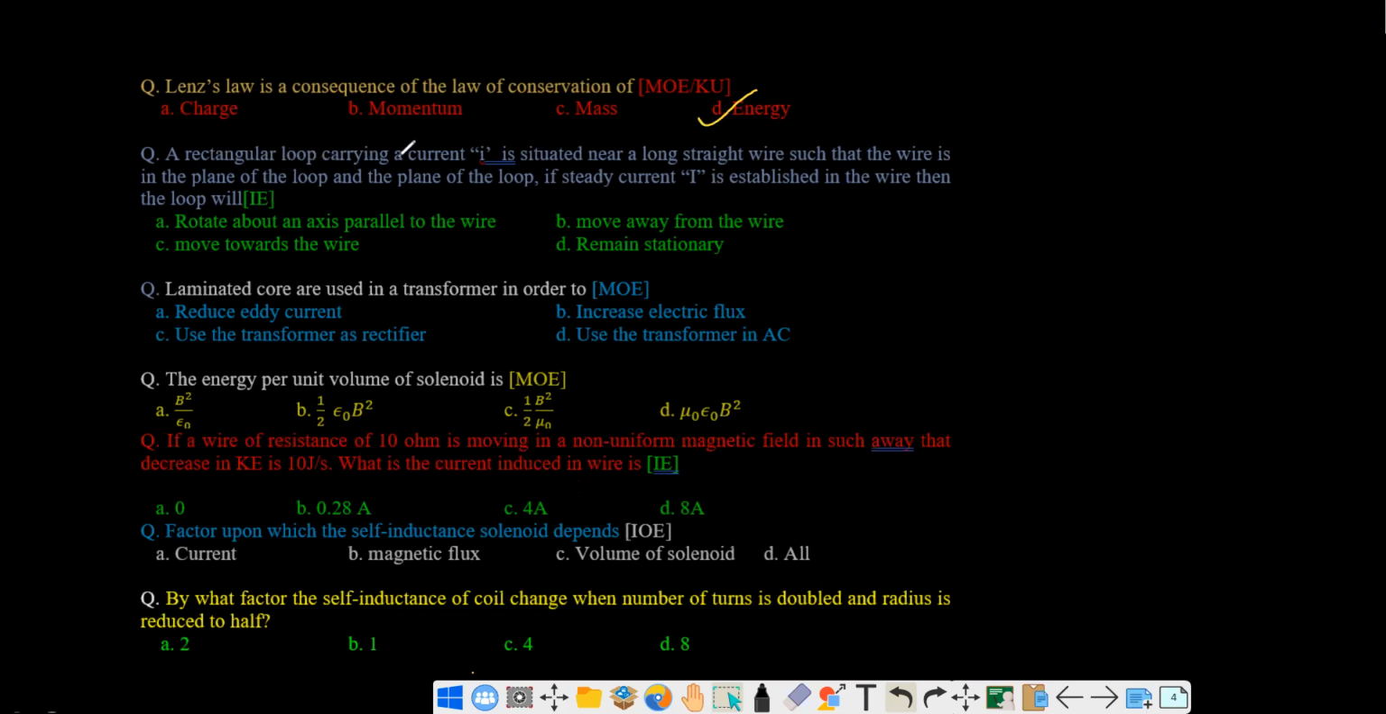A rectangular loop carrying current I is situated along the straight wire which is in the plane of the loop. Okay, let me just draw. This is a rectangular coil and there is a wire. Both have the same plane, दुईटै एउटै प्लेनमा छ. Let's say XY plane. Here a steady current I is established in the wire, then the loop will... Okay, so this is so simple to figure out.